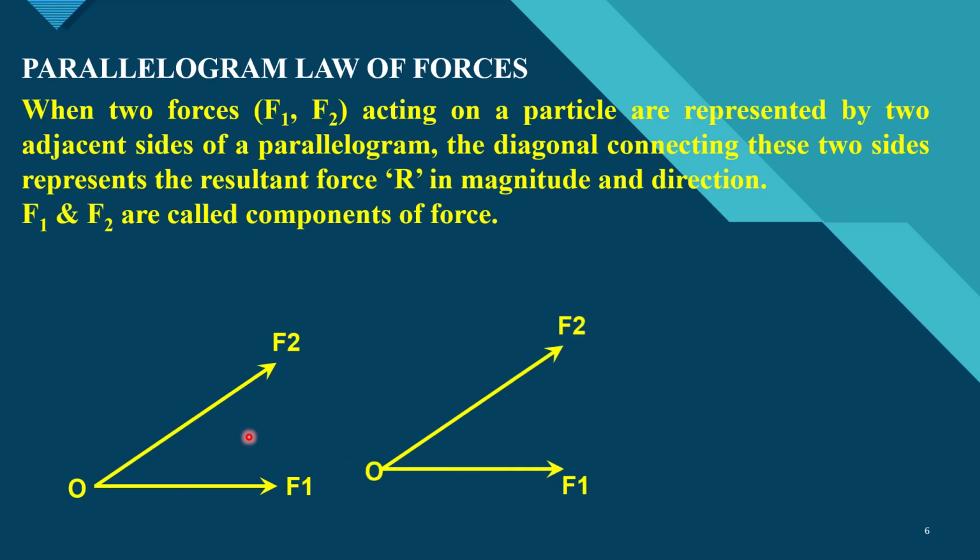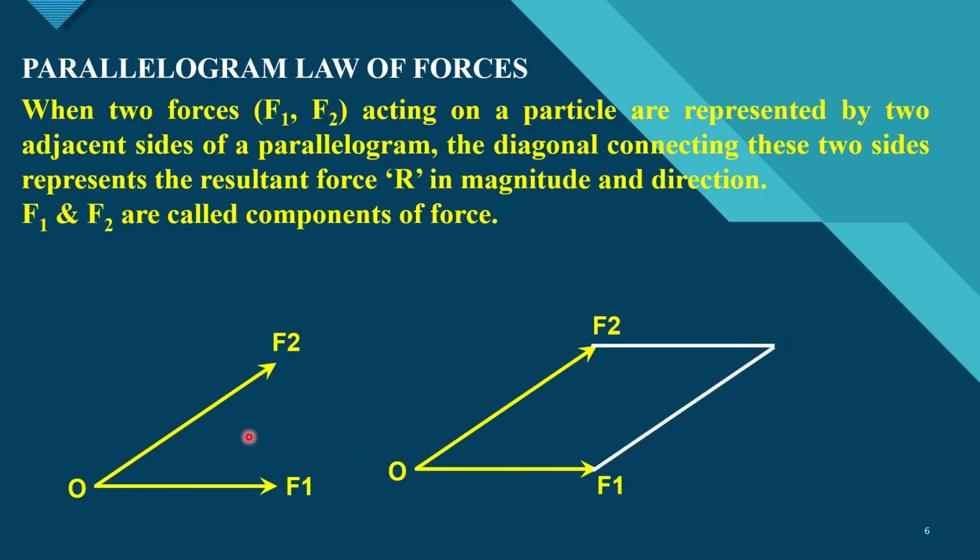So what I am going to do is draw a parallelogram. Okay, so this shows the parallelogram. Here I am going to consider F1 and F2 as two adjacent sides like this. These two sides represent forces F1 and F2 in magnitude and direction. If we represent them like this, the diagonal connecting these two sides represents the resultant of F1 and F2 in magnitude and direction. Clear? That is the parallelogram law of forces.